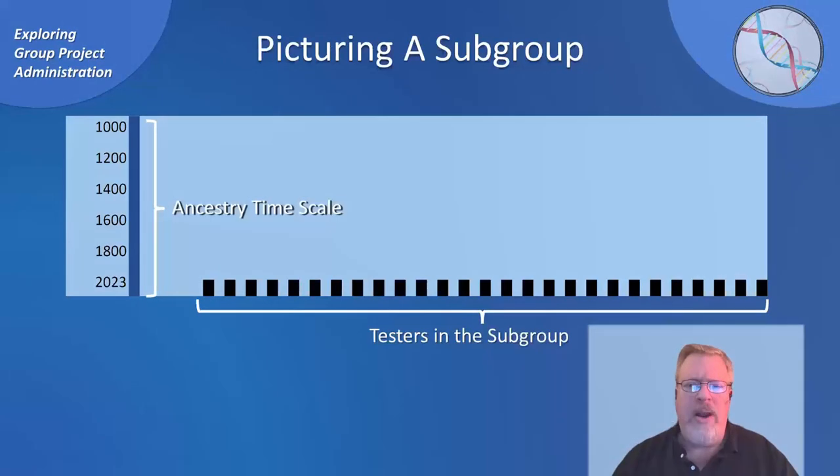Okay. When I go through here, I'm going to talk a lot in pictures. So I'm using this kind of as my picture of a subgroup. The black dots on the bottom are my individual testers that I've lumped into this subgroup together. And then, of course, I've got the ancestry timeline on the left-hand side.